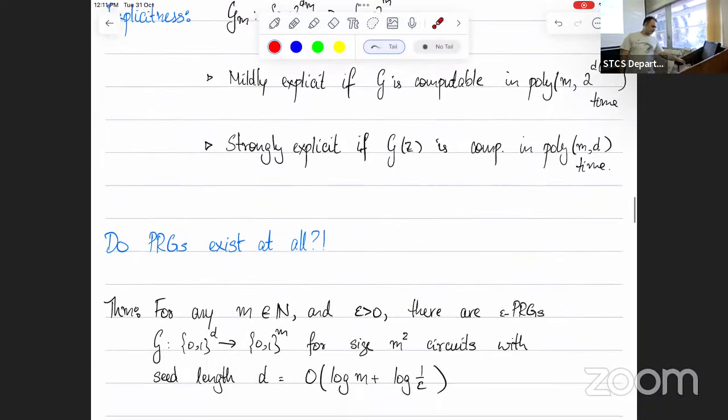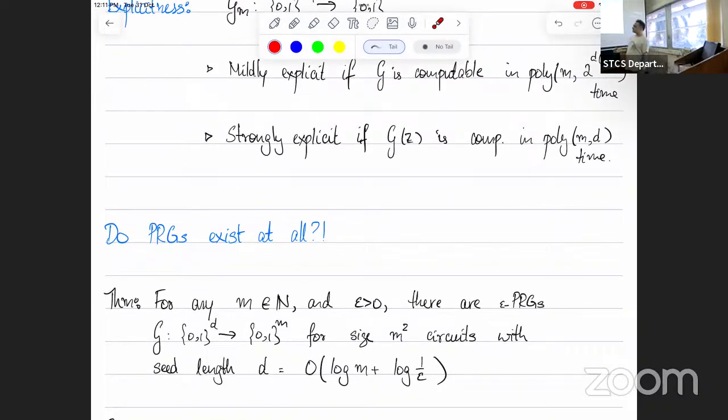And we will see that, yes, there do exist PRGs against size n squared circuits, just like the one we wanted in the previous theorem, where the seed length is actually just order log n. If epsilon is a constant, it's truly order log n. Otherwise, if you care about the epsilon that you're dealing with, it's order log n plus log 1 over epsilon. And of course, the important thing here is that these are all going to be non-explicit.